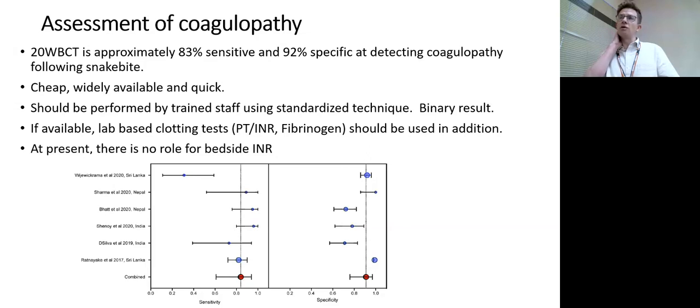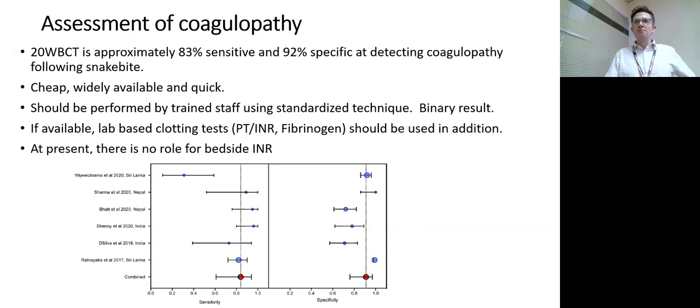So 83% sensitivity means you're going to be missing one in five people or thereabouts. It is a little bit more specific, 92% specific. That still means that 10% of the people that are positive will have a false positive result. So it has its fallacies. There are problems with the 20-minute whole blood clotting test, and you should be thinking about that when you are trying to interpret results.